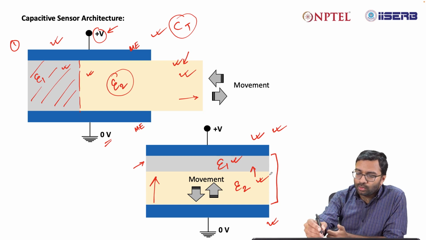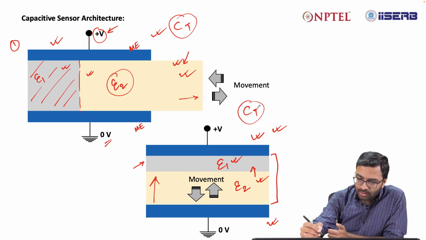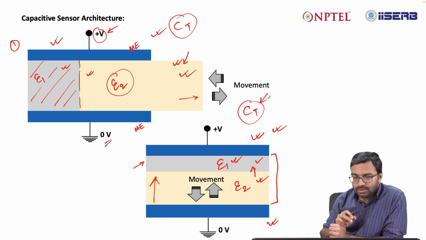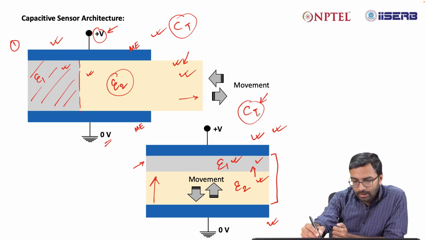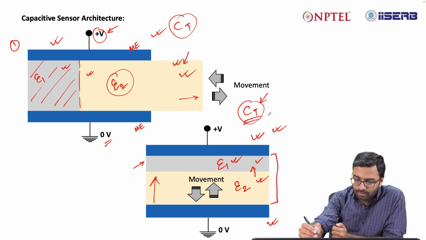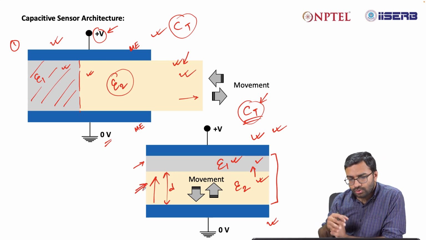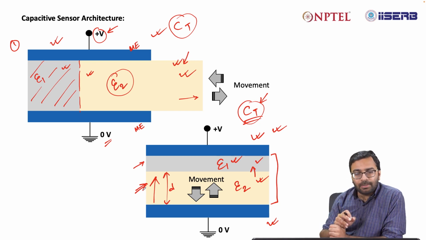Now if you change the dielectric inside the parallel plate capacitor, then definitely your total capacitance will change, and based on the total capacitance value you will be able to understand what the width of this dielectric material is. We will see how to calculate that, but let us discuss these two basic geometries that are associated with the capacitive sensor.